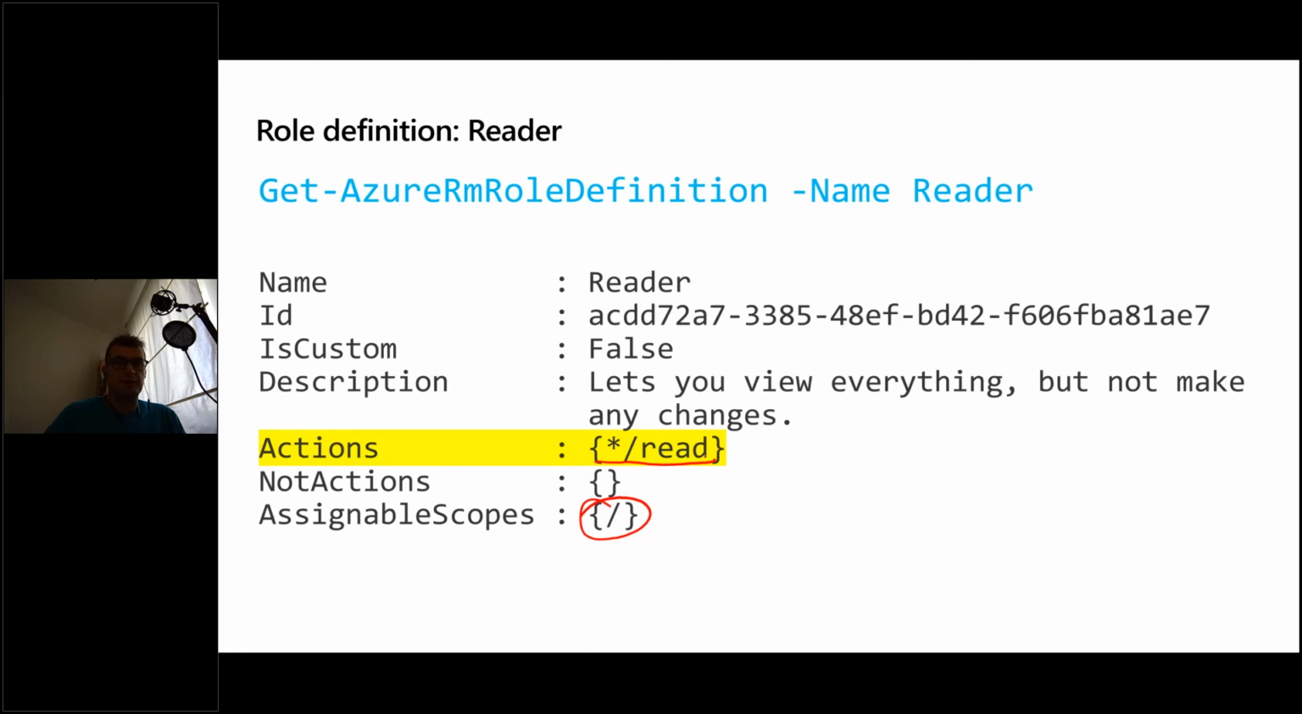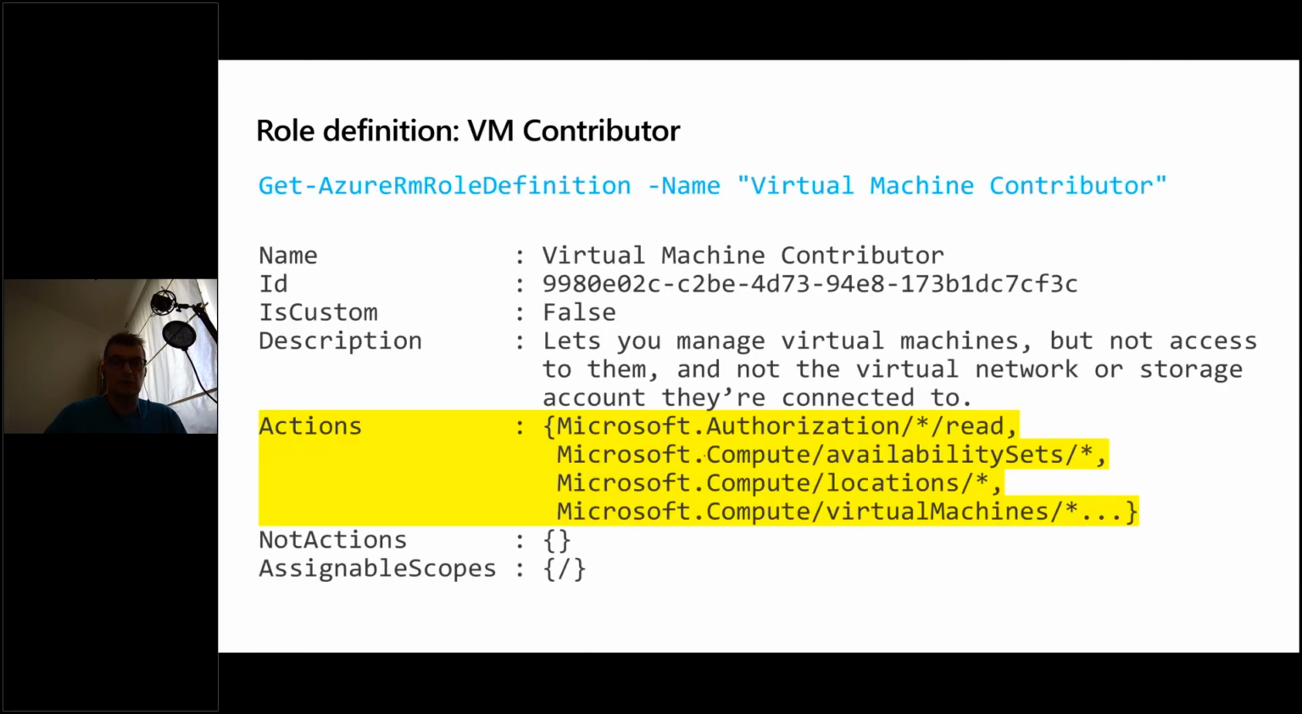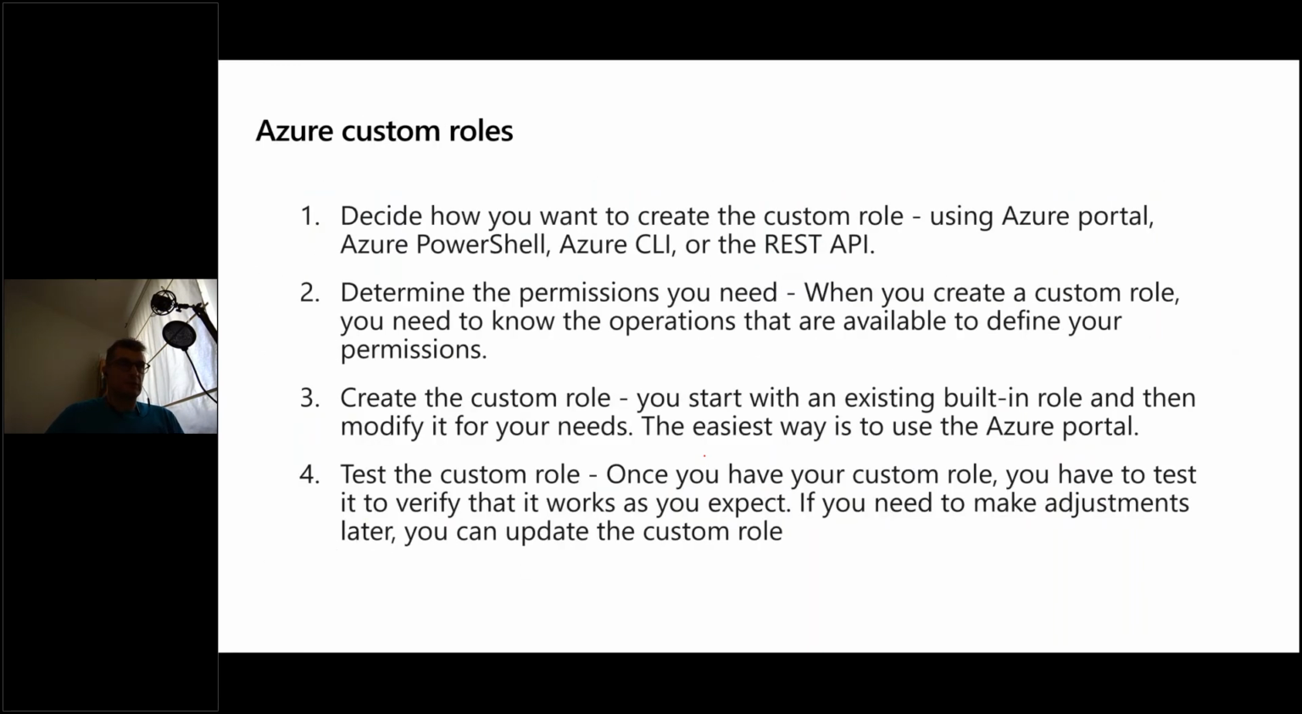So let's say if we have VM contributor, then we have a different set of actions defined, for example, authorization that we need to read, then availability sets, locations, VMs, etc. A lot of these are granted to be able to actually contribute as a VM contributor to the virtual machines, but not to the others as well. So we just see the specific actions available here. So how to actually define a custom role? A very high level overview to actually, well, a good practice.